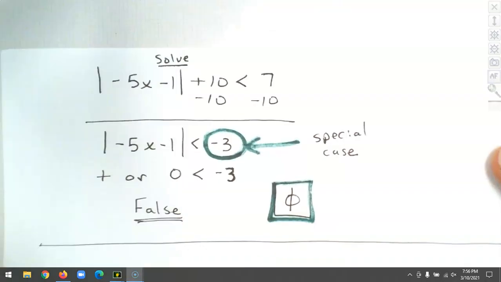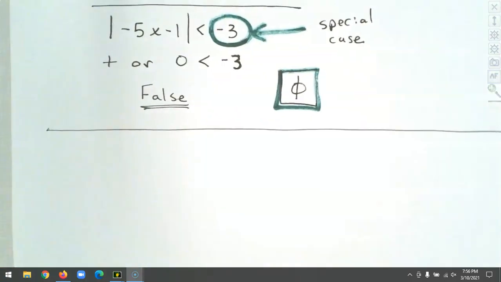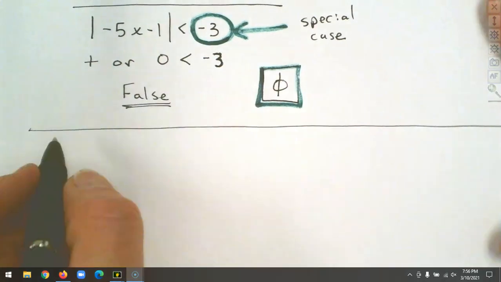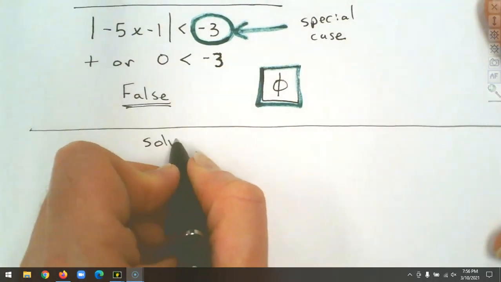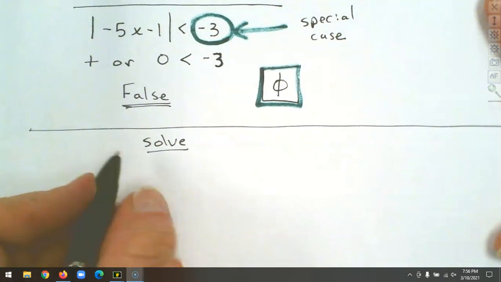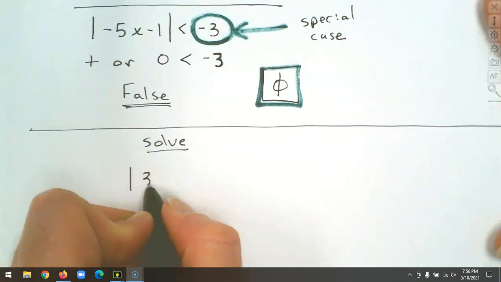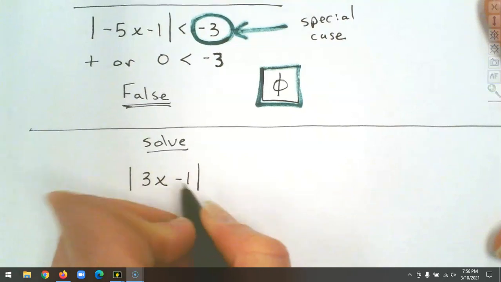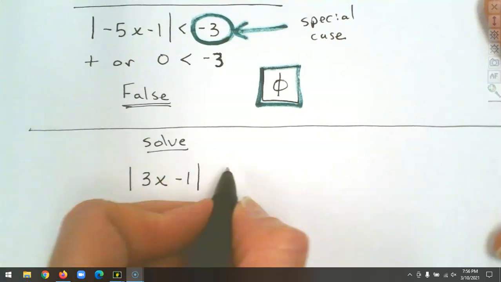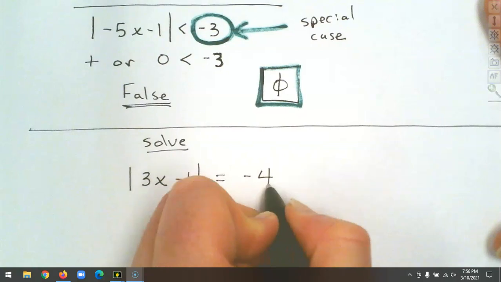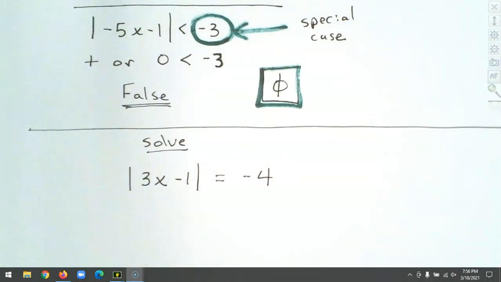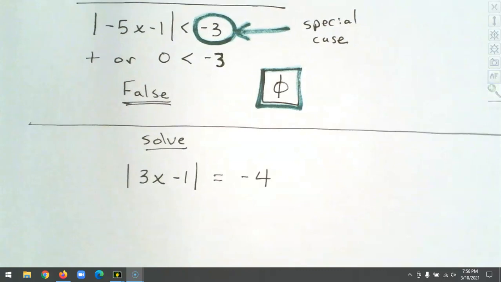We'll probably do 2 more of these just to make sure we know how they work. What about an equals? Let's try and solve the absolute value of 3x minus 1 equals a negative 4. Now this one again, because of that negative on the right-hand side, that's going to make that again another special case.